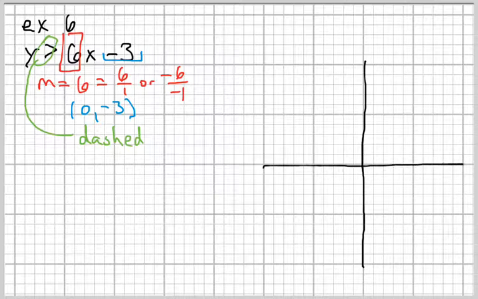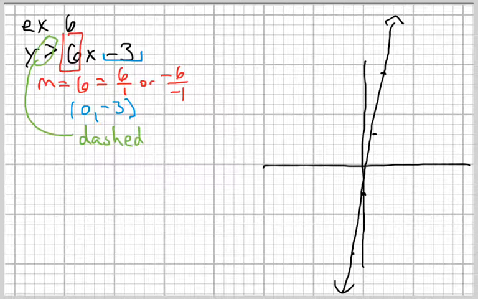So let's go ahead and draw our graph here. Plot our y-intercept, (0, negative 3). That's this guy right here. Now use our slope, up 6 and over 1. That's this guy right here. Up 6 and over 1 right here. And do the same thing going down. That'd be right here. Now we have our line that we can draw. I'm going to go ahead and draw it solid and then go back and erase to make my dashes. So there's my dashed line.